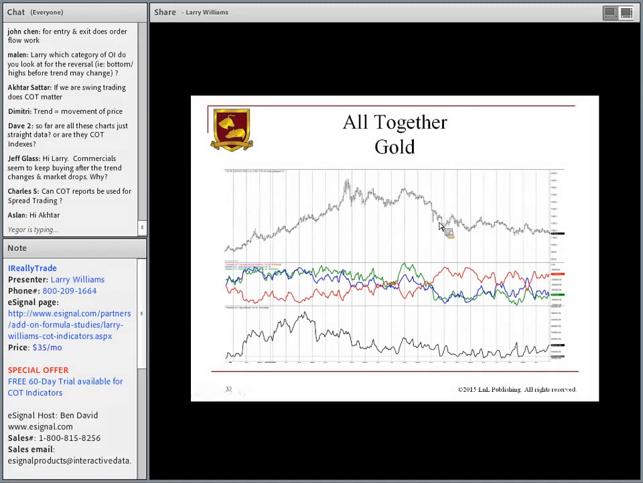Can COT reports be used for spread trading? Hi, Aslan, how you doing? Good to have you here. Yes, they can be. I don't do a lot of spread trading, it's kind of for old men and old women, right? It's not real volatile trading. Even at 73 years of age, I still want a little volatility in my trading. But yes, it can be.